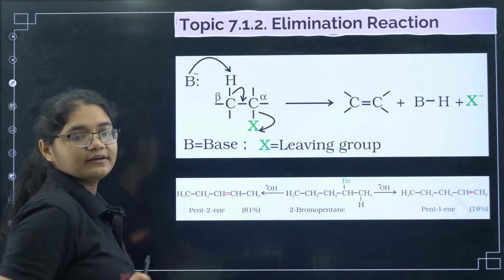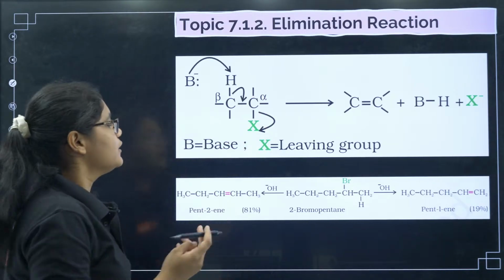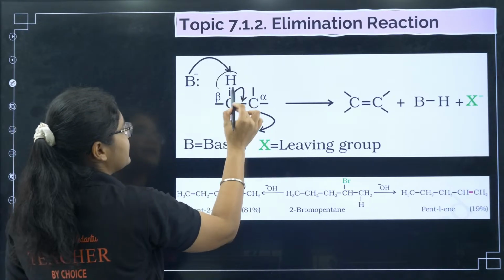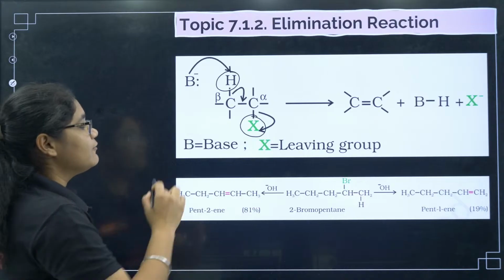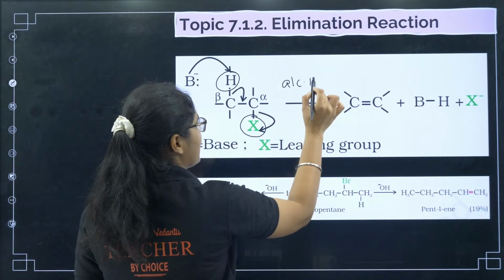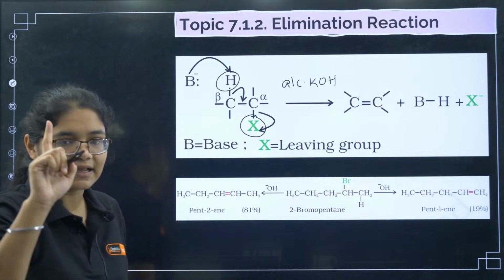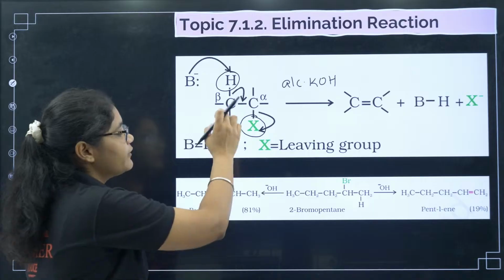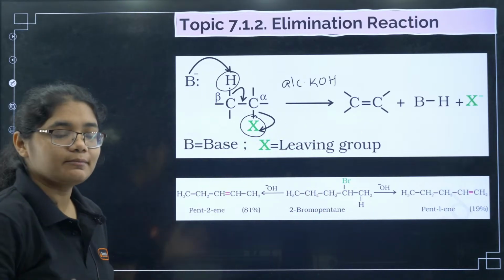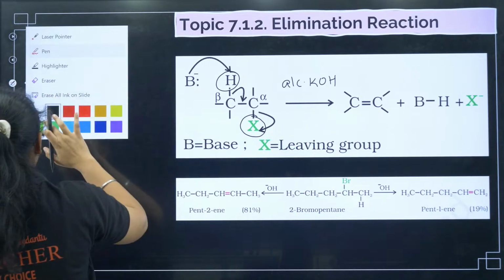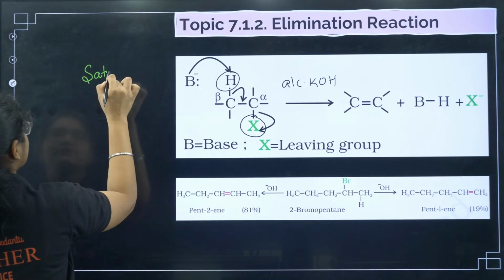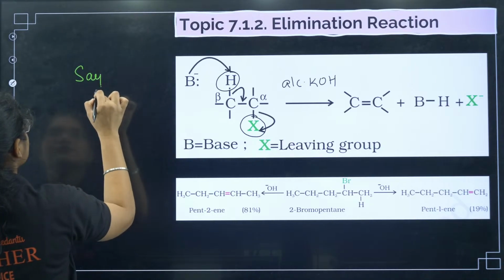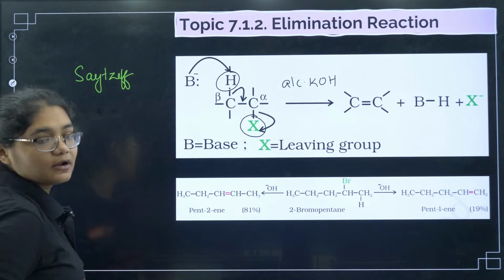Next, coming to elimination reaction. In elimination reaction, you have to remove the beta hydrogen and the X group. What is the reagent used in this elimination reaction? Alcoholic KOH. That is the first important thing you need to remember. Alcoholic KOH is used to remove HX and to get alkene. The major product formed here follows the Saytzeff rule, the Saytzeff product.